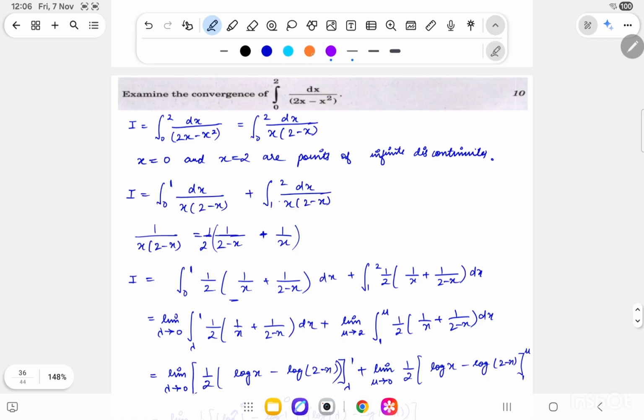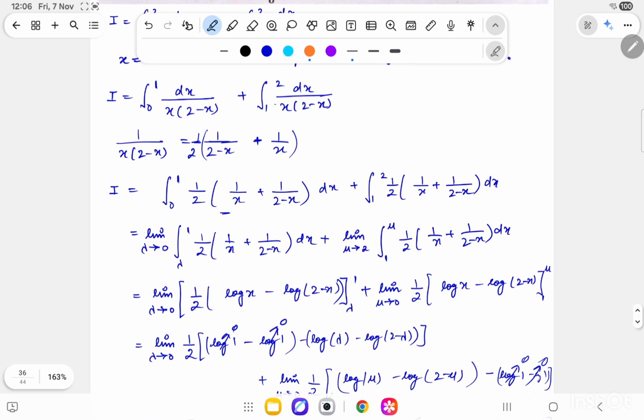You can use the comparison test as well in this question, let me tell that as well. For example, if this is my I1 and this is my I2, so for I1 my fx is basically 1 by x into 2 minus x, so here you can choose your gx as 1 by x. Then if you evaluate the limit as x approaches 0 of fx by gx, that will be equal to 1 by 2, which is non-zero and finite, so both fx and gx will behave alike. Now you can observe that your gx is divergent, so your I will be divergent.